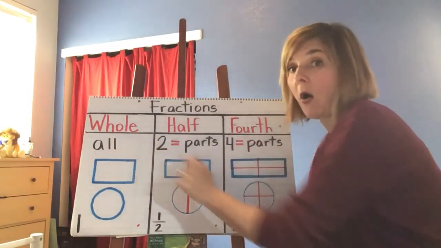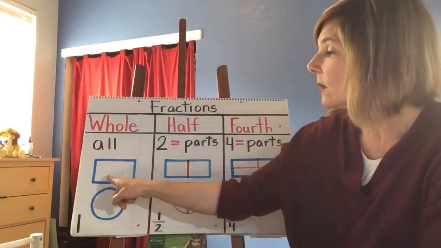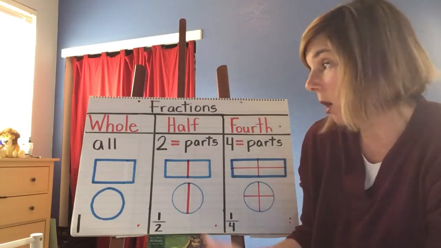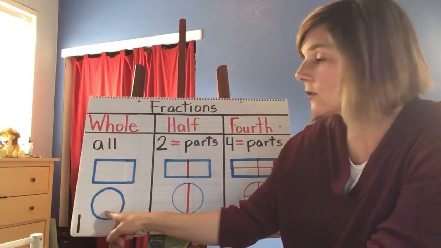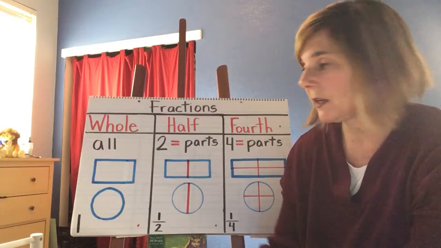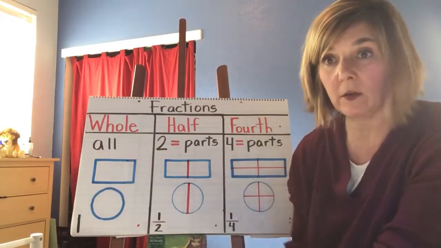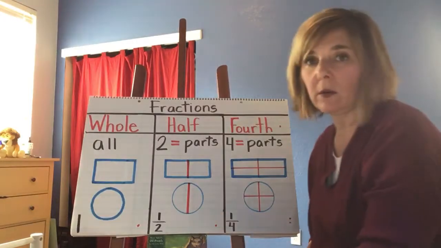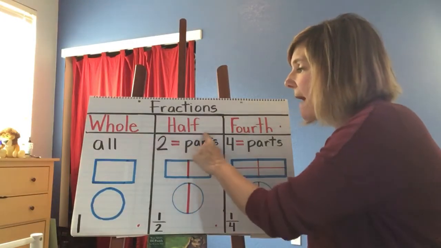Whole means all. This rectangle is whole. It has not been divided. It's all of it. This circle has not been divided. It's all of it. It's one rectangle. It's one circle. Okay, let's go to the middle column where I wrote the word half.